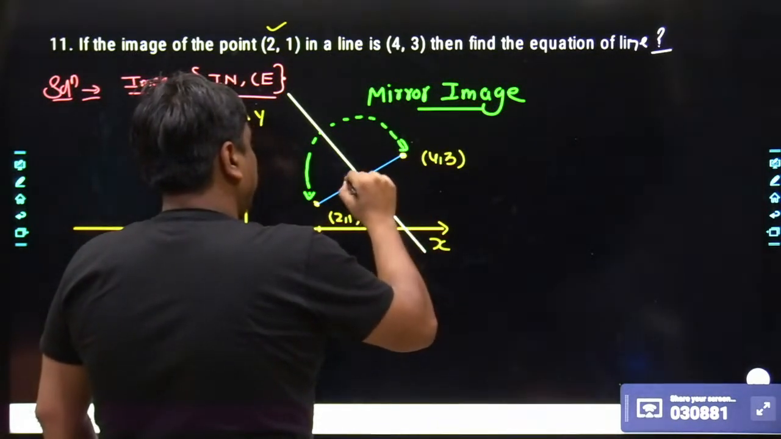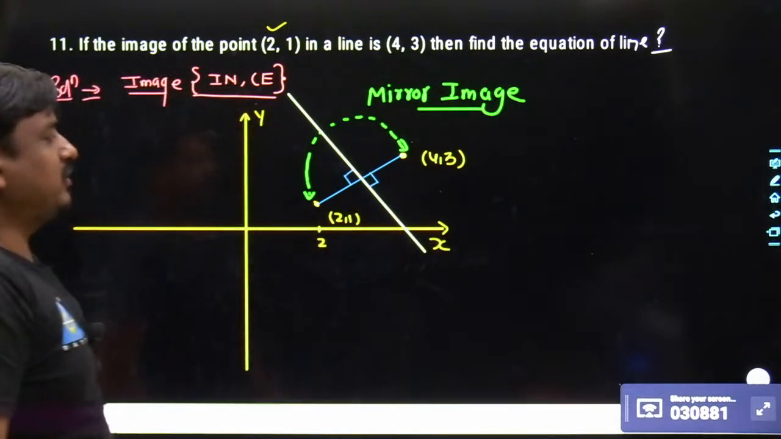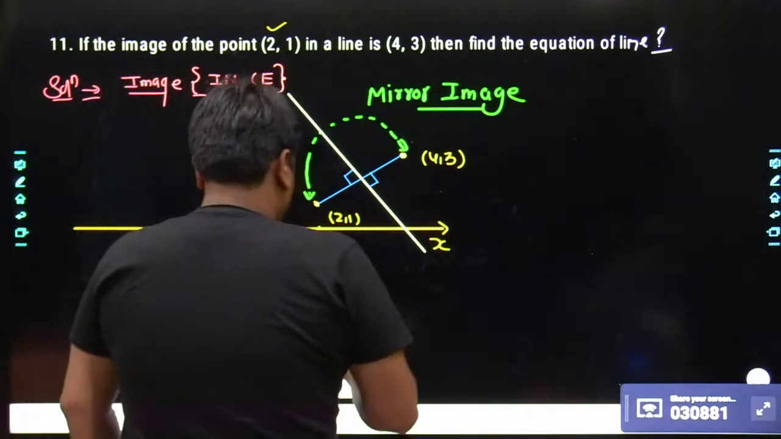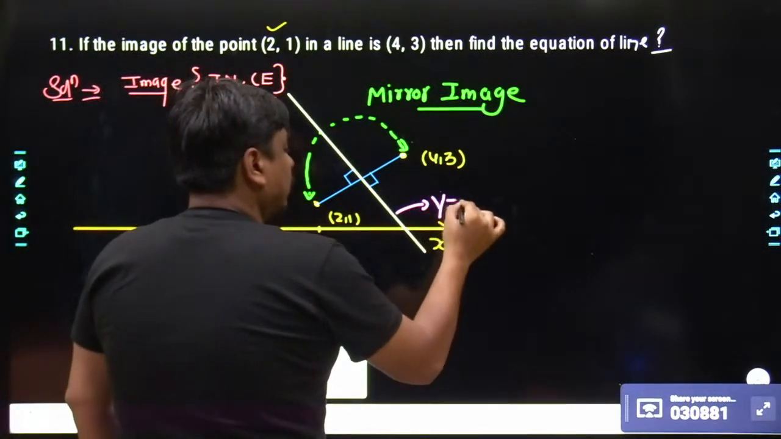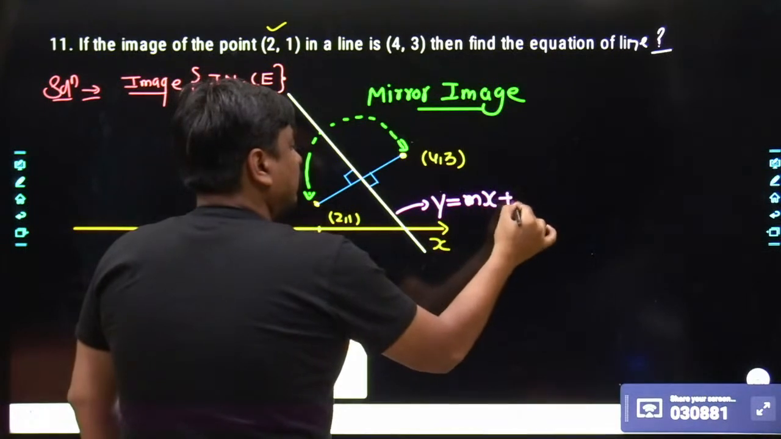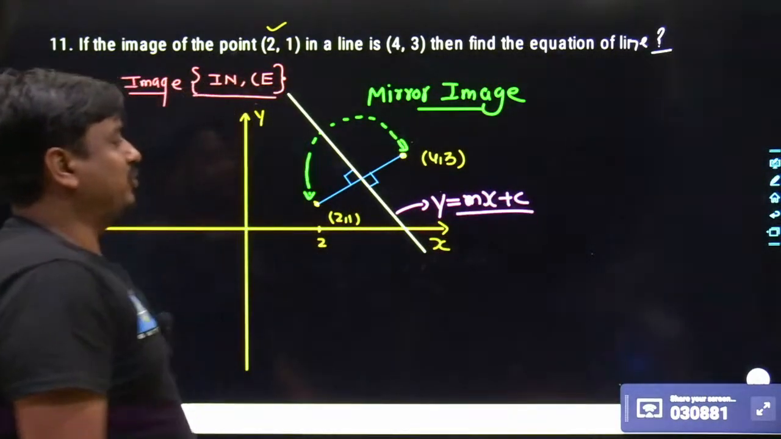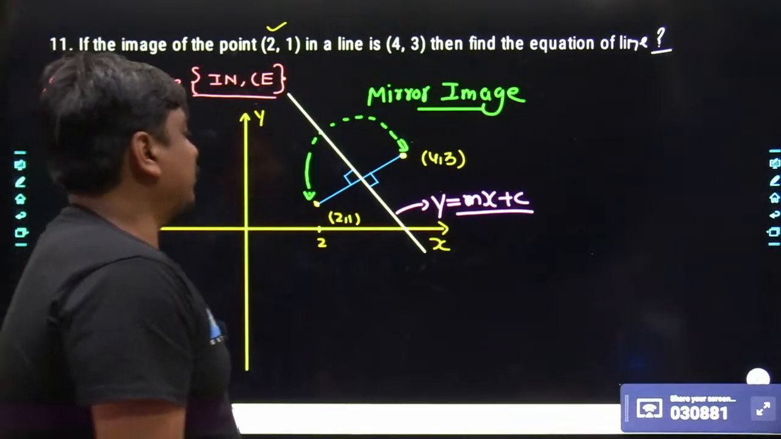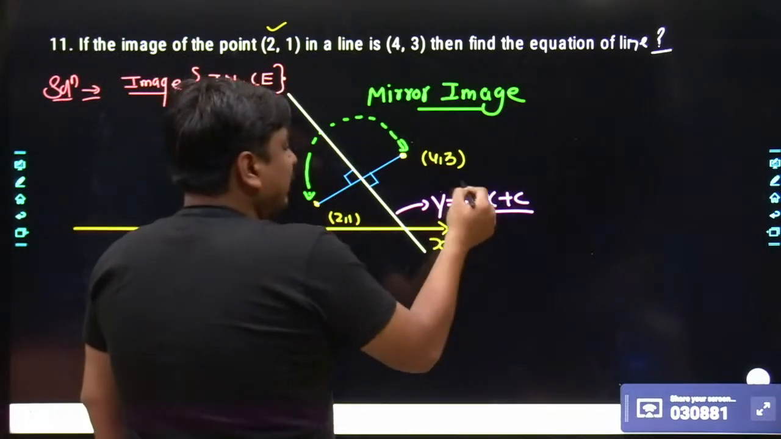The intersection would be perpendicular to each other. Here goes the new straight line, and the equation of the straight line is y = mx + c. Yes, y = mx + c. How will you get the value of m, my dear friend?